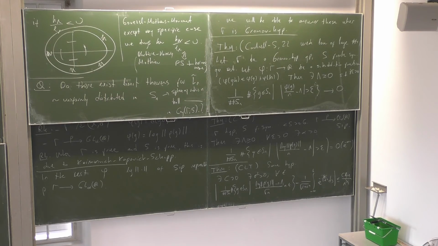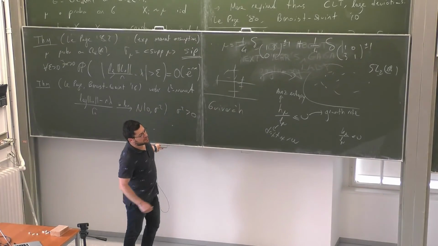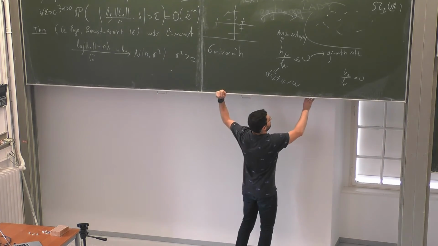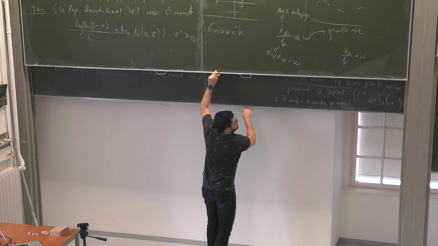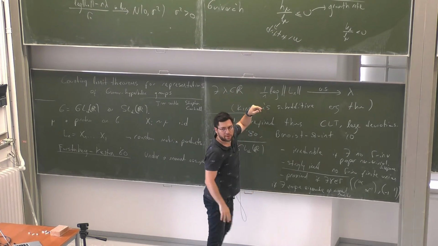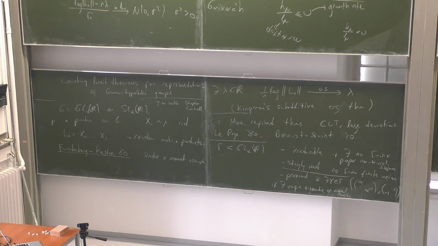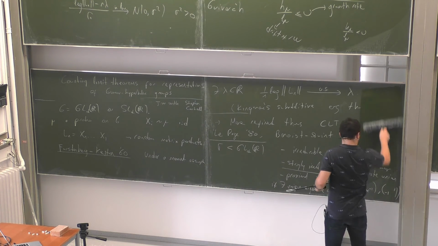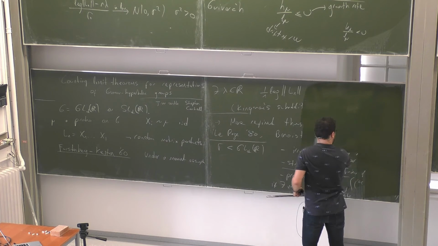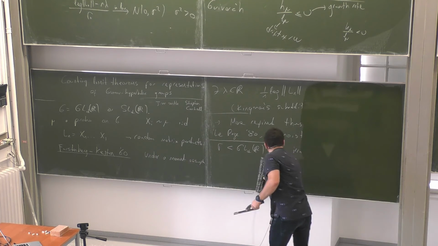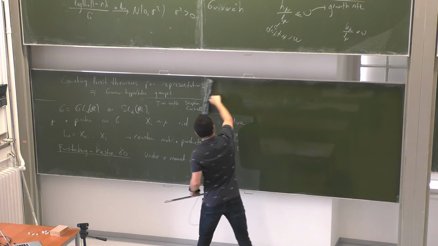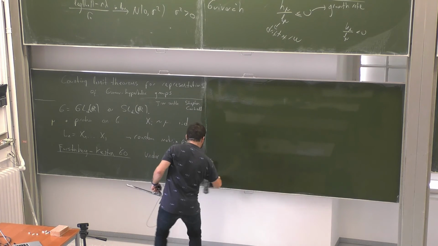So one last theorem I want to state is about this constant lambda in the case of random matrix products. Any questions so far? I'm about to state this.